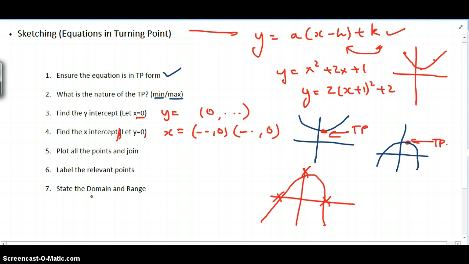And when we're talking about the domain, we're talking about the possible values in the x direction. And when we're talking about the range, we're talking about the possible values in the y direction. So this will make a bit more sense once we look at the example.